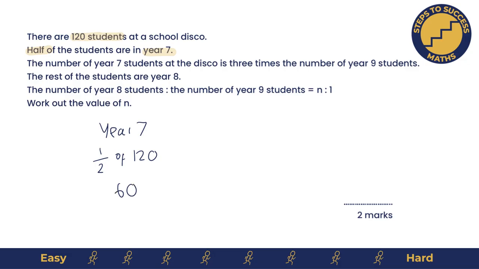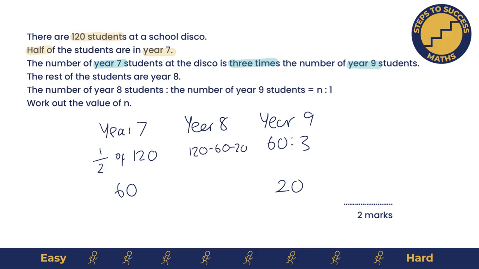The number of Year 7 students at the disco is 3 times the number of Year 9 students. So if I divide the number of Year 7 by 3, so 60 divided by 3, I get 20. So there are 20 Year 9 students, and the rest are Year 8. So I've got 60 Year 7, 20 Year 9, and a total of 120. So that must leave me with 40 in Year 8.